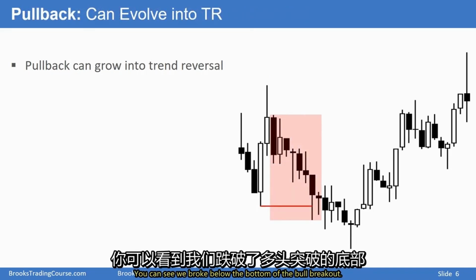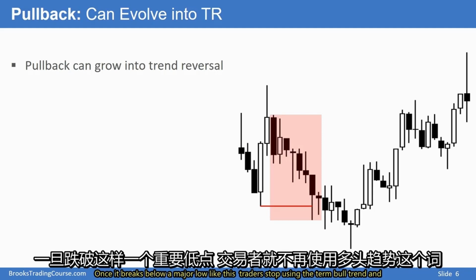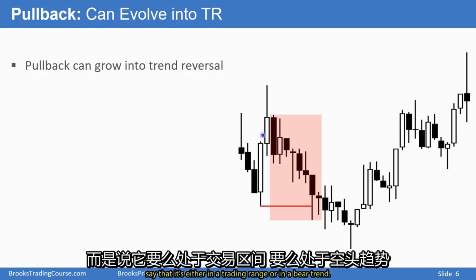You can see we broke below the bottom of the bull breakout. Once it breaks below a major low like this, traders stop using the term bull trend and say that it's either in a trading range or in a bear trend.